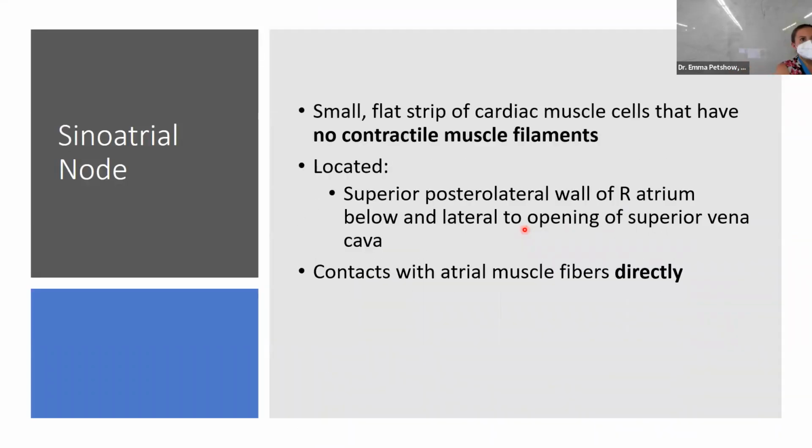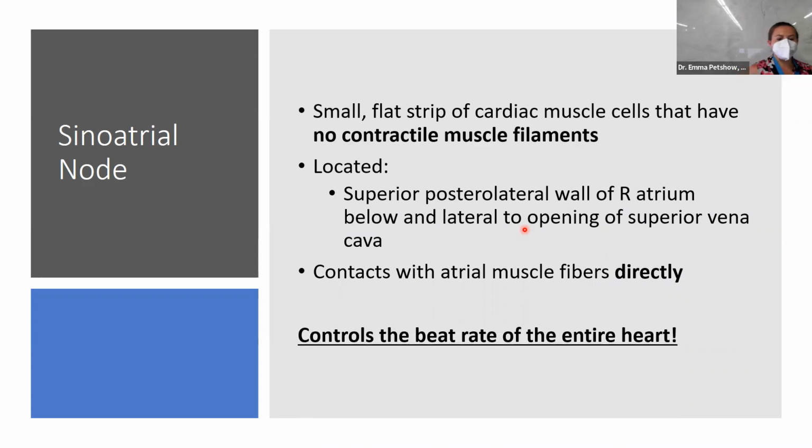It contacts atrial muscle fibers directly. So although the SA node itself doesn't have any contractile muscle fibers, it does contact atrial muscle fibers directly, which allows for the transmission of the action potential. And it's going to control the beat rate of our entire heart. So again, if you're asked, what is the pacemaker of the heart? It's the SA node. What controls the beat of the heart? SA node. In a normal physiological heart, working normally, the SA node is going to control the beat of the heart. Now, it sometimes doesn't. When we have arrhythmias or a conduction blockage, or after an infarction, the SA node might not control the heart. But in a normal healthy heart, the SA node is our pacemaker.